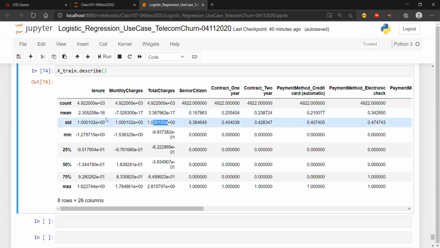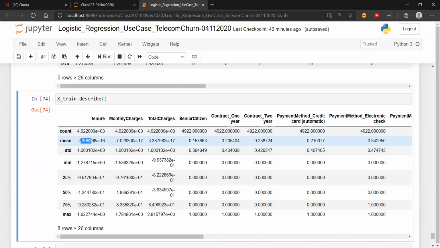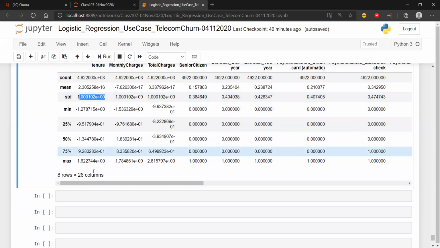So after I have done the scaling of these 3 features, I have finally achieved a mean of 0 and a standard deviation of 1. So that's the normal distribution rule, right? We already know in a normal distribution we have a mean which is closer to 0 and a standard deviation which is closer to 1, right?